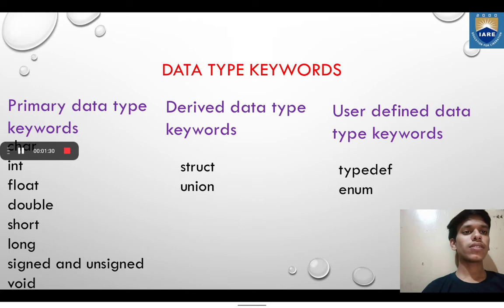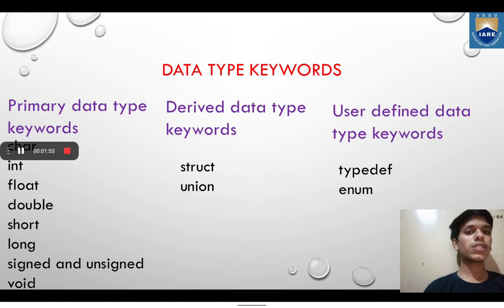First of all, we can divide keywords in different categories, such as data type keywords, storage type keywords, and different types of keywords. So the first type we can define is data type keywords.